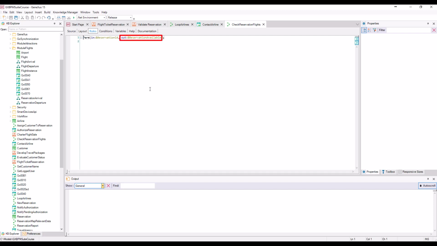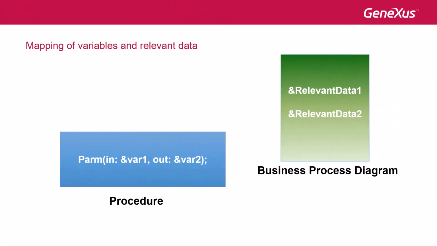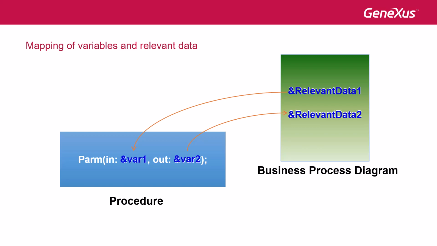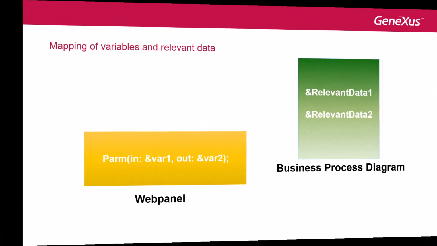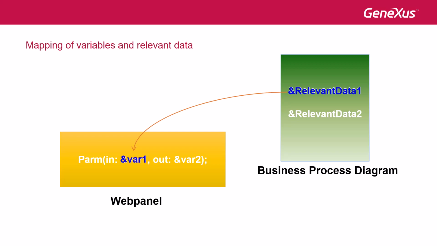If we give this variable the same name as that of a relevant data item, the workflow engine will automatically load the relevant data item with the variable value. In procedure objects, mapping values between the relevant data and variables included in the parm rule is valid for both input and output variables. On the other hand, in web panel objects, the mapping of values is only valid for input variables.